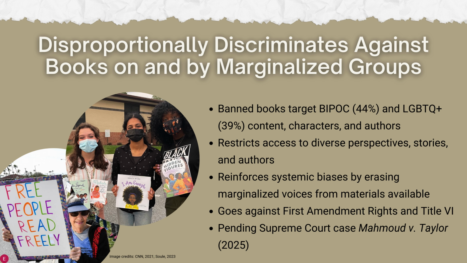This issue continues to be relevant today as there is a pending Supreme Court case titled Mahmoud versus Taylor, a case brought by a group of parents in Montgomery County, Maryland, who sued the school district for the right to opt their children out of using certain books with LGBTQ topics in school that they argue are against their religious beliefs. This is further evidence of the broad educational censorship affecting public schools nationwide, leading to the countless book bans across the country that disproportionately discriminate against marginalized groups.